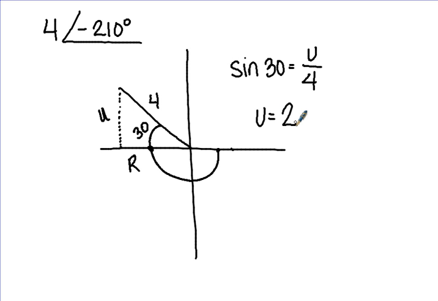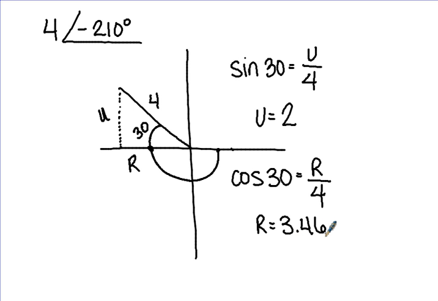Then in order to find R, we're going to be doing the cosine. So we have the cosine of 30 degrees. That's equal to the adjacent side, which is side R, over the hypotenuse, which is 4. And again, to find R, we do 4 times the cosine of 30. And that will give us 3.46. Now we just need to determine if they're positive or negative and rewrite them as rectangular coordinates.